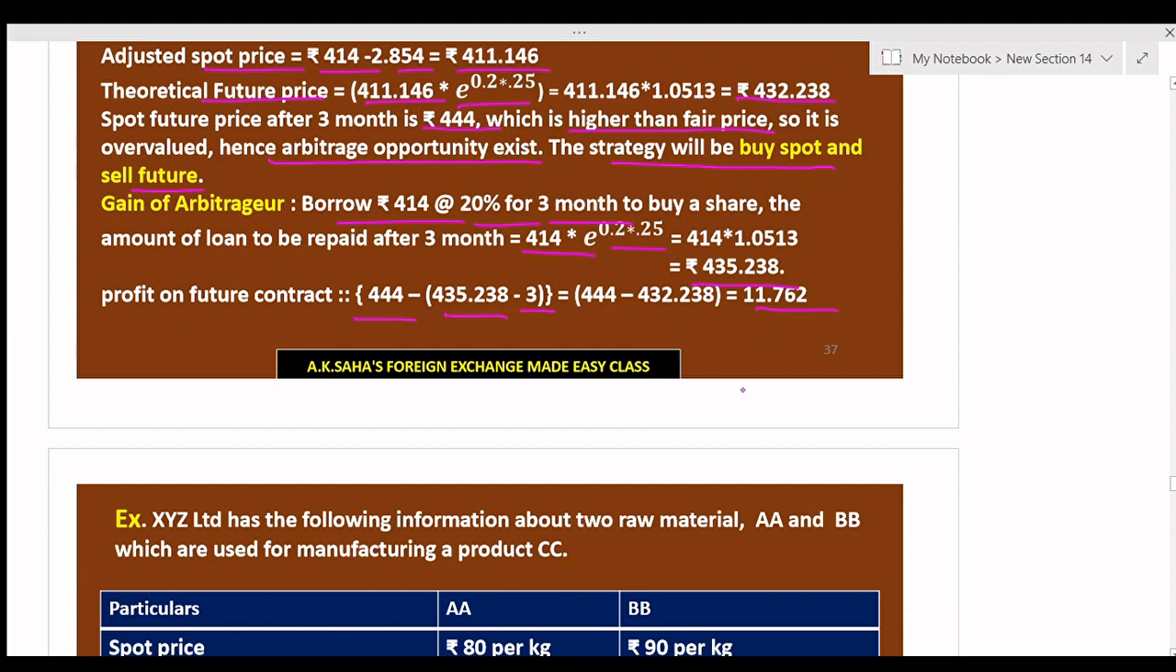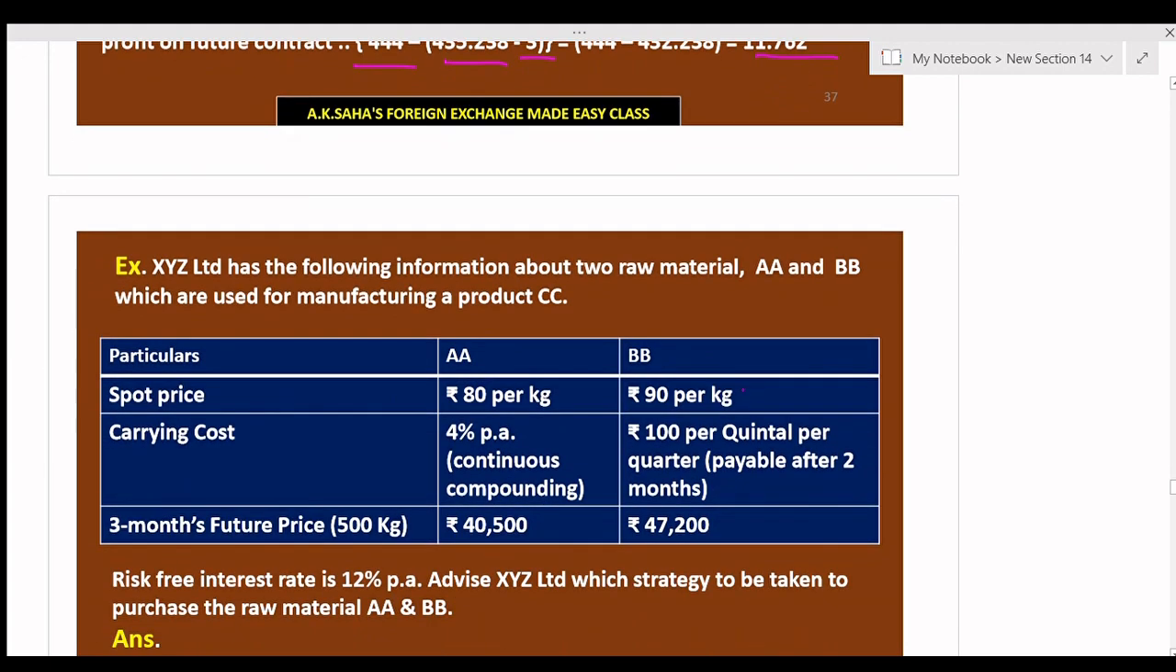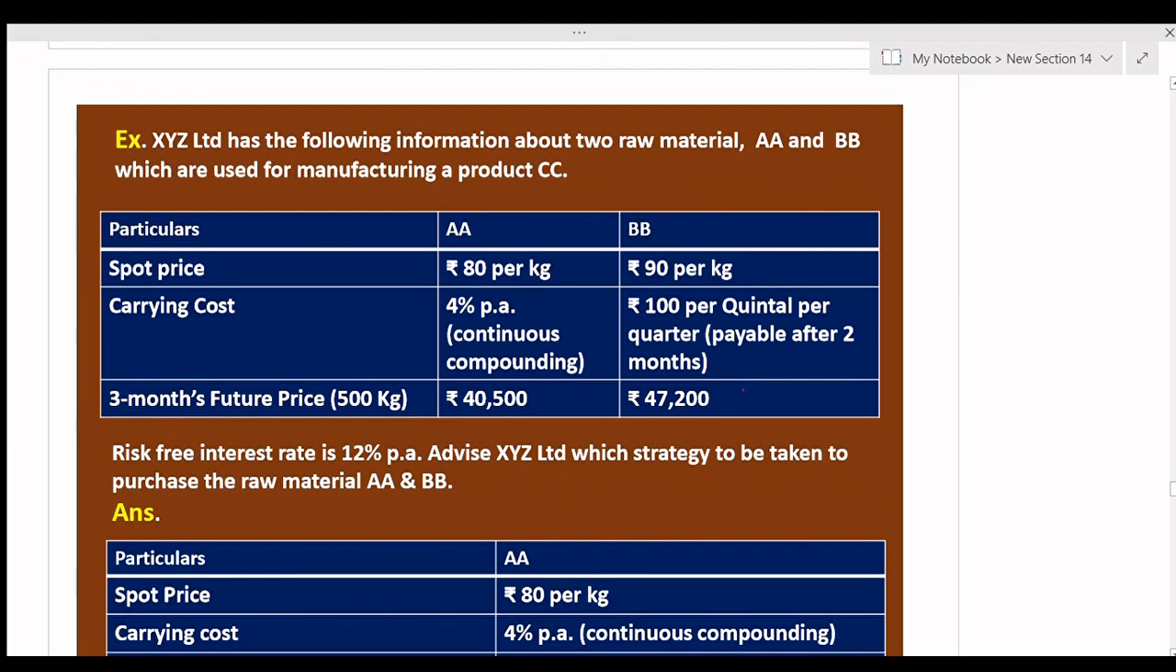Next come another problem. XYZ has the following information about two raw materials, AA and BB, which are used for manufacturing a product CC. Now the particulars are given for AA and BB. These are two raw materials. Spot price is rupees 80 per kg and rupees 90 per kg.